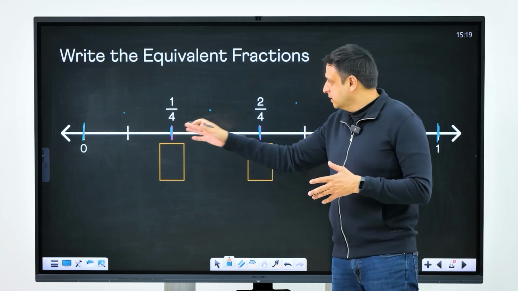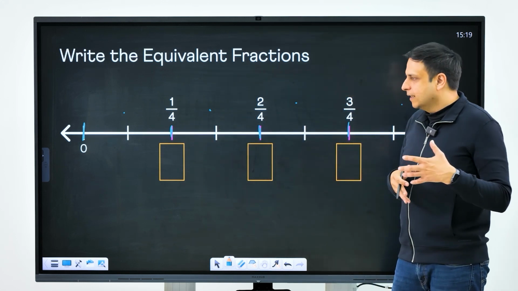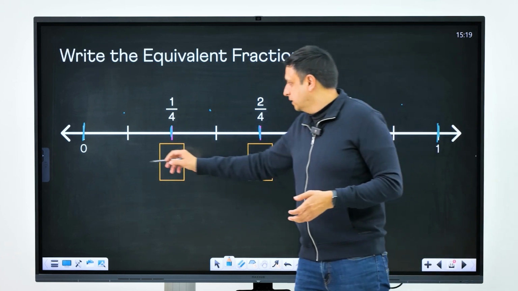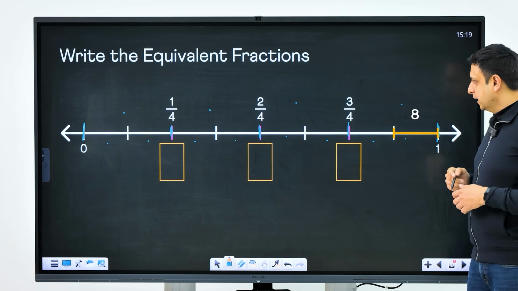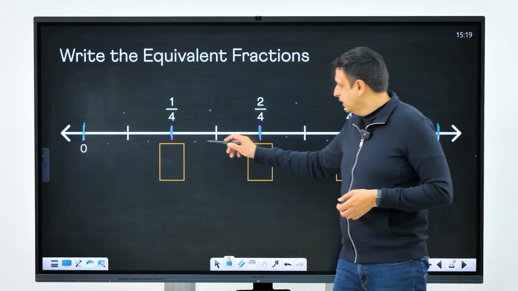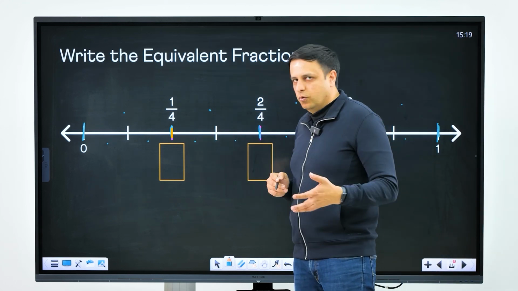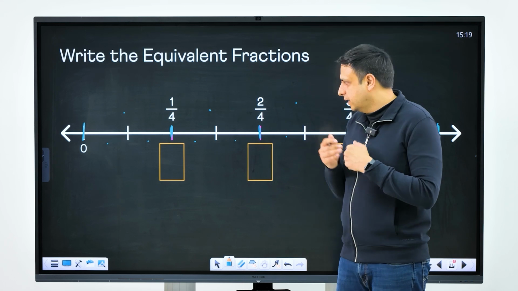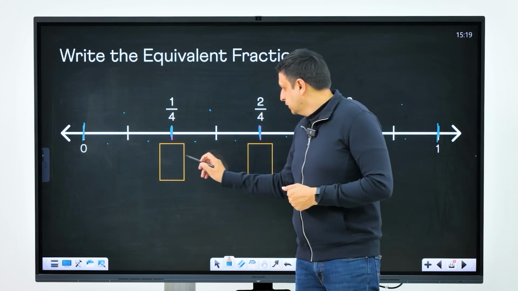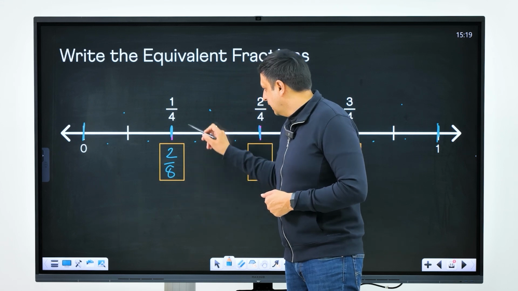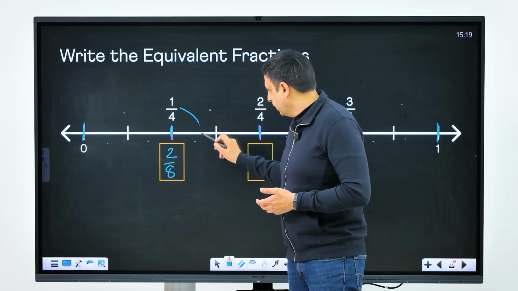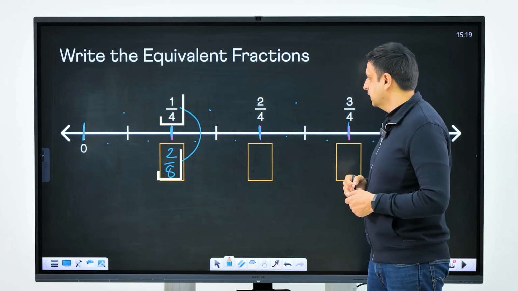And now what we'll do is take the same unit interval and think about dividing this into eight equal parts. So we have 1, 2, 3, 4, 5, 6, 7, 8. If we do that, then how do we represent this point now when the unit interval has been divided into eight equal parts? So this will be 2 out of the 8 parts, so 2 over 8. And so we see that 1 over 4 and 2 over 8, these two fractions are equivalent.